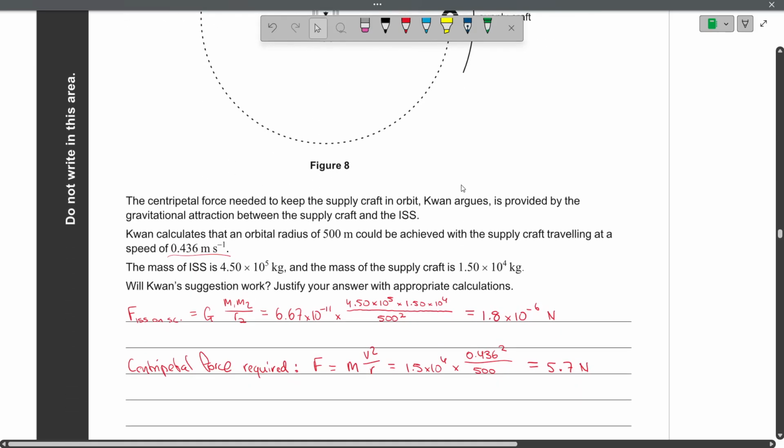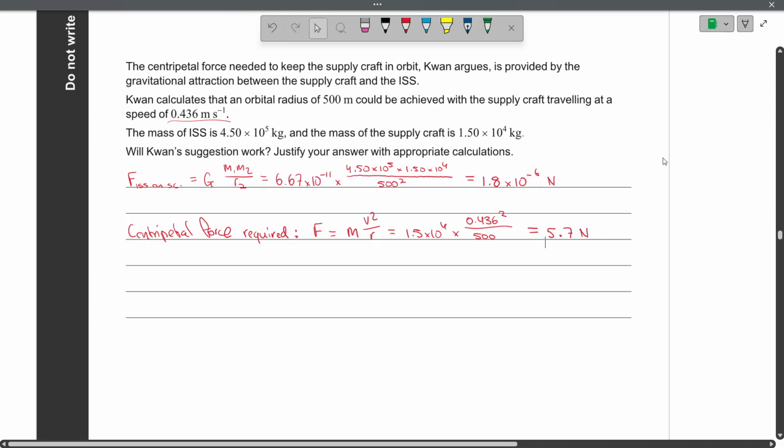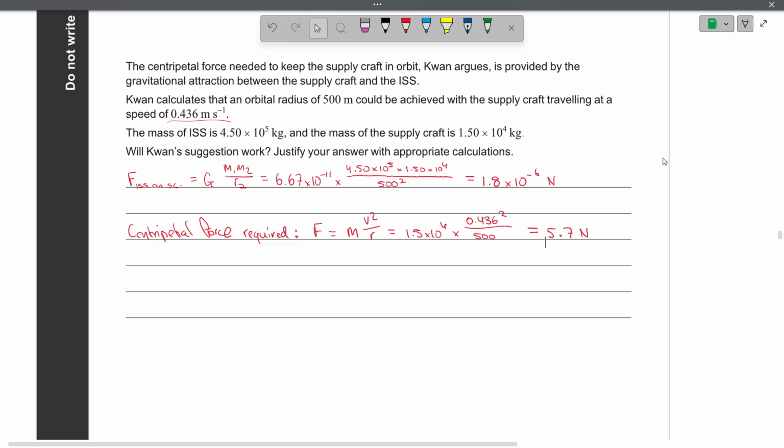It just says Quan says that this centripetal force is provided by the gravitational attraction, but it can't be, because the maximum force that could be given to that supply craft is 1.8 times 10 to the minus 6. However, we need 5.7 newtons of force in order to achieve this particular orbit. So Quan is wrong. Quan's suggestion will not work.